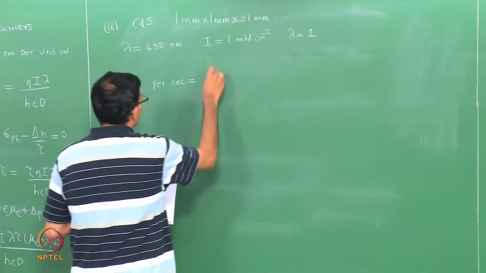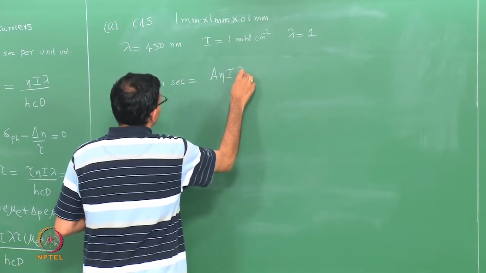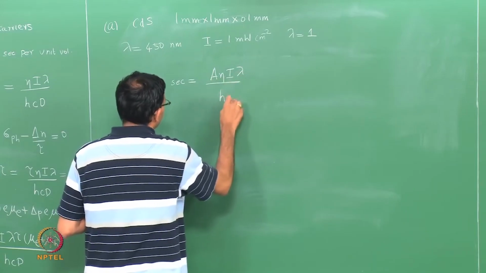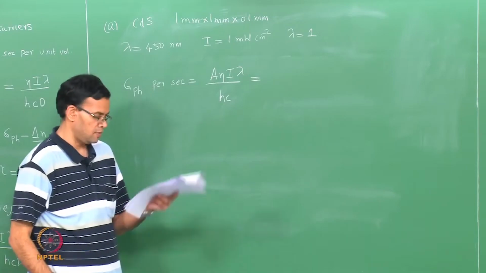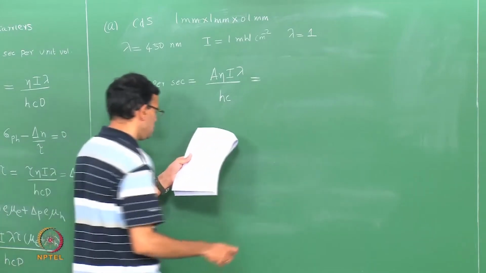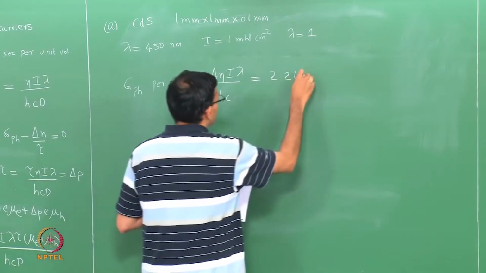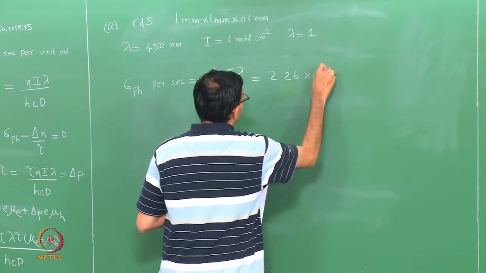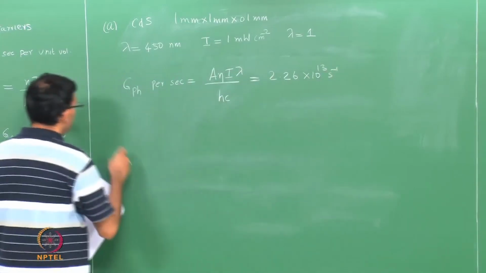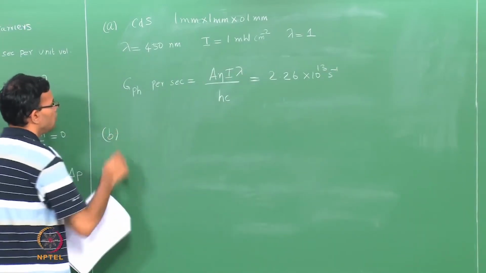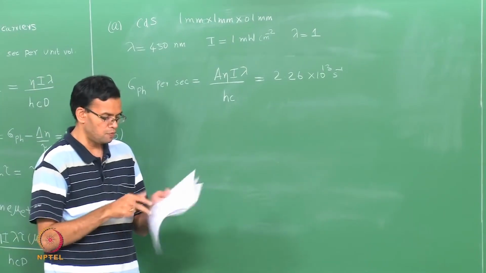is nothing but A eta I lambda over hc. A is the cross sectional area. You can substitute all the values. So, this gives you 2.26 times 10 to the 13 per second. If you divide this by the volume, you can get the number of electron hole pairs per unit volume.